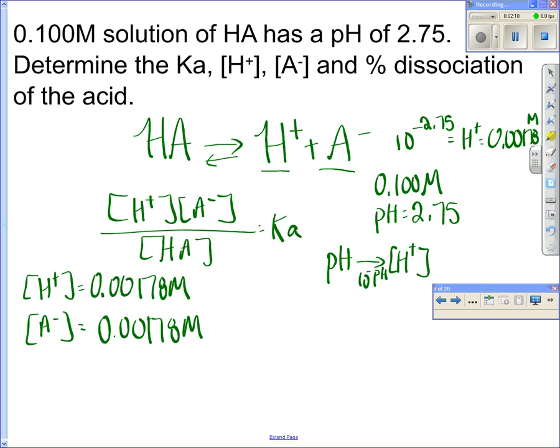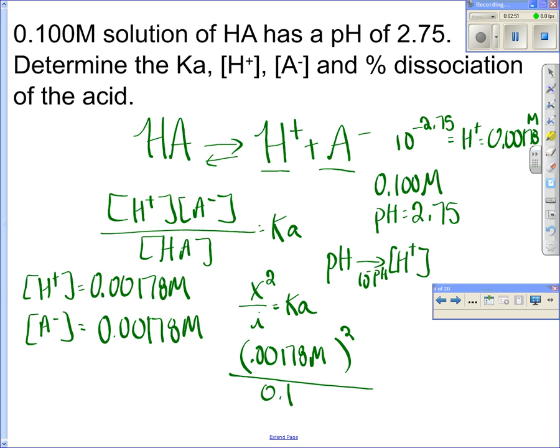It's going to be 0.1 minus 0.00178, but it's not enough to make a difference, not really significant digit-wise. So I'm just going to basically do x squared over initial is equal to Ka, where my x is my H concentration and my A minus concentration, the same value. I'm going to plug it in, square that, and divide by the initial concentration. That's going to give me my Ka value.